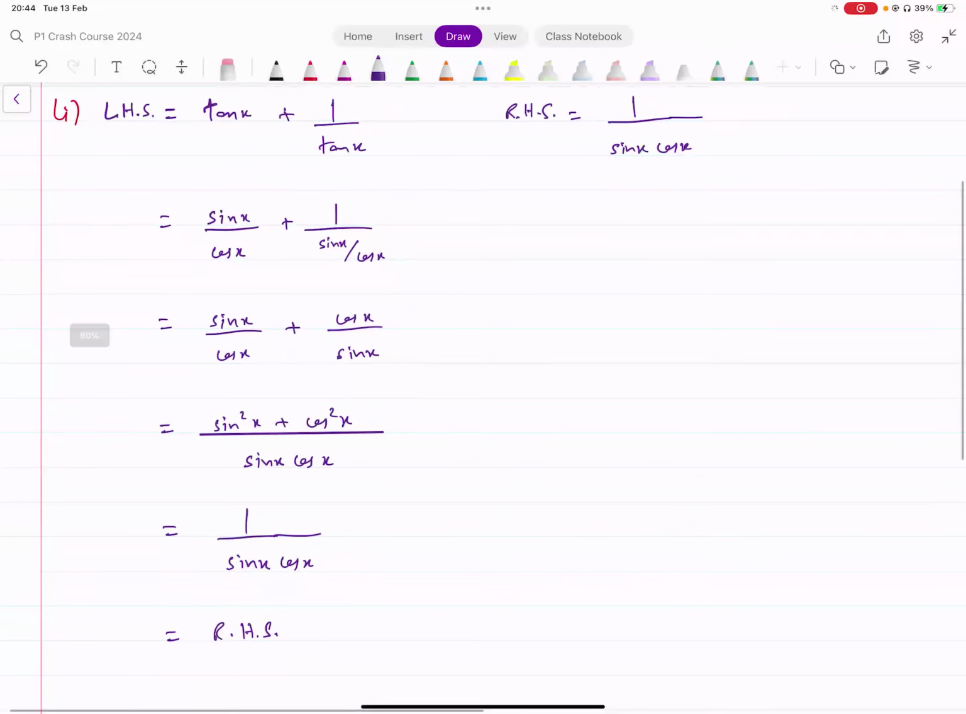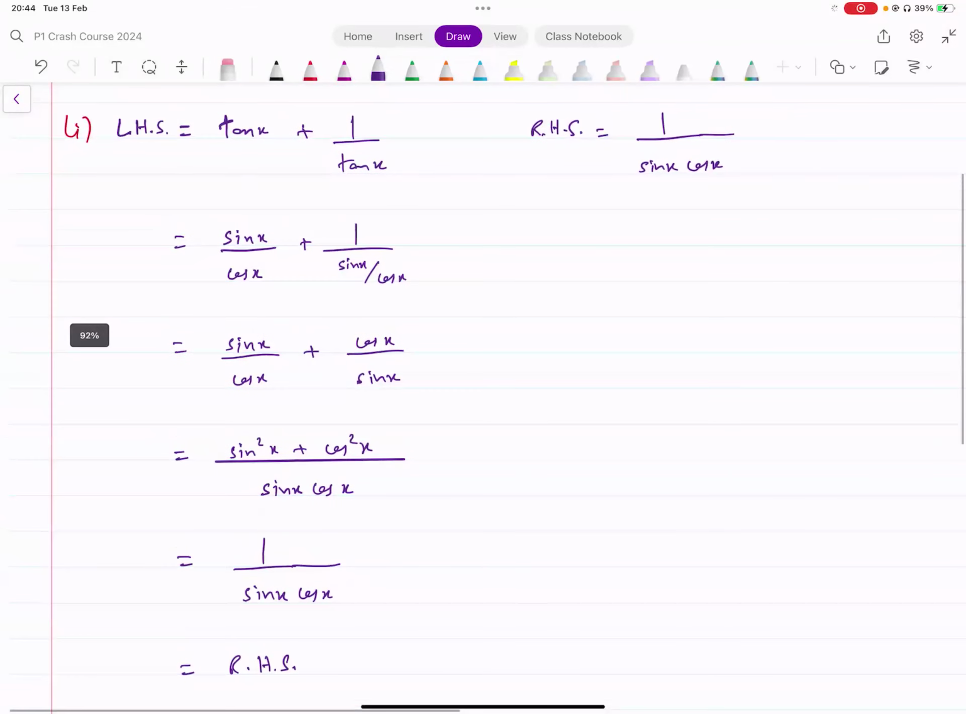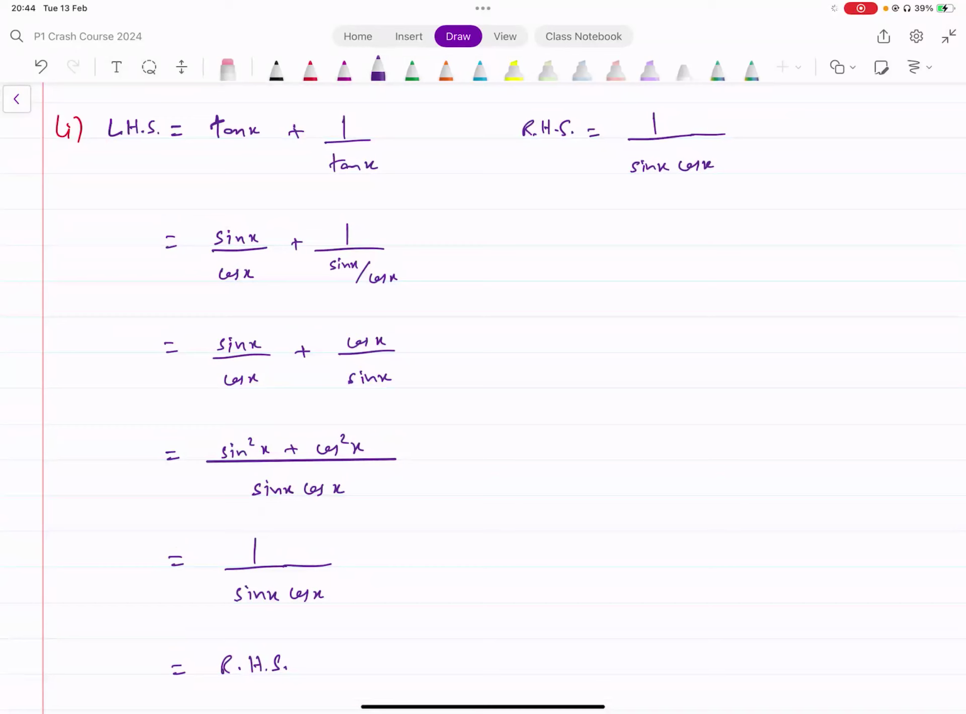So yeah, the key thing here was to convert tan to sine over cos at the very beginning. Okay, you could do it without that as well. You could, for example, try taking LCM first. Let's see what happens if you were to do that. You would still be able to prove it eventually, but it's most likely going to take longer.